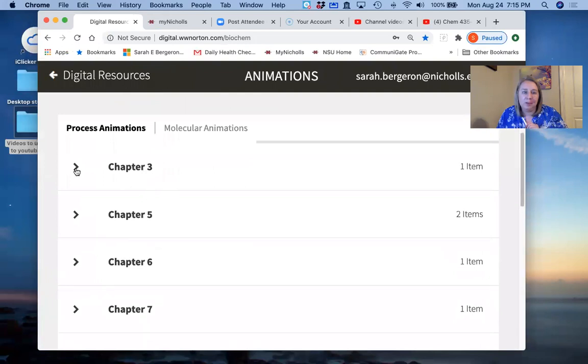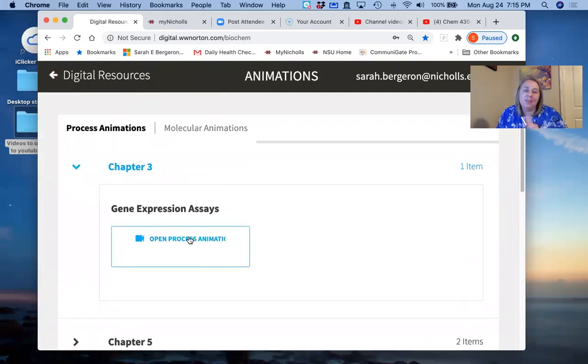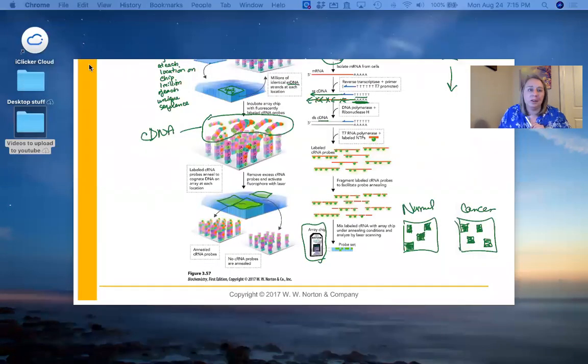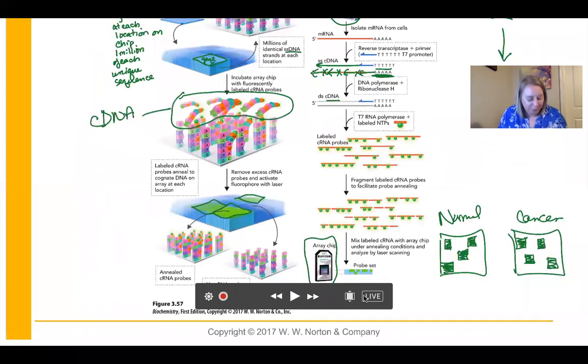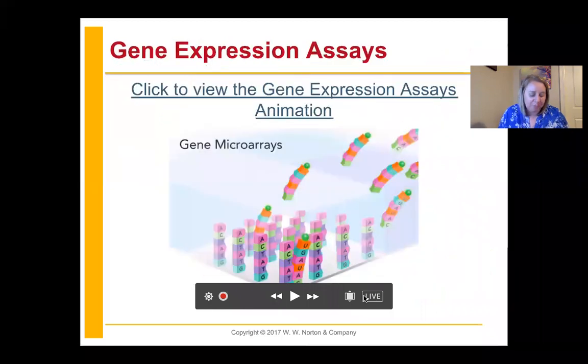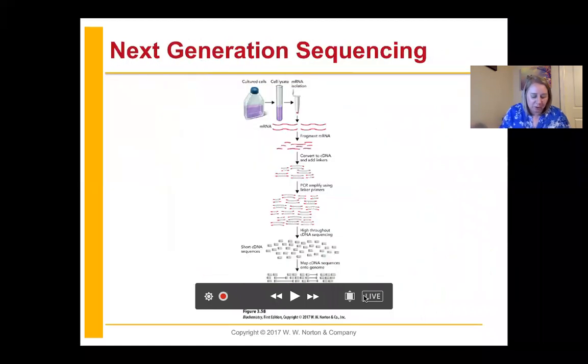If you go in chapter 3, we have our first animation, and this is the gene expression chip analysis animation. It's pretty cool. You should absolutely do it. Okay, let me make this bigger again. All right, so that's the gene chip technology, and that's the animation you can go to in your book.